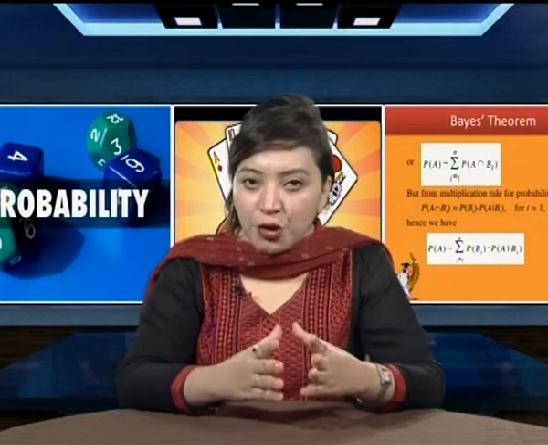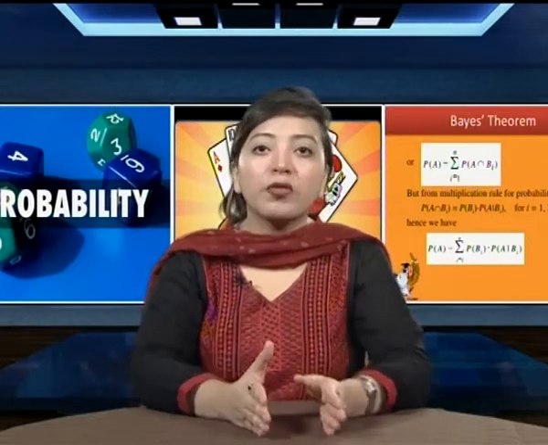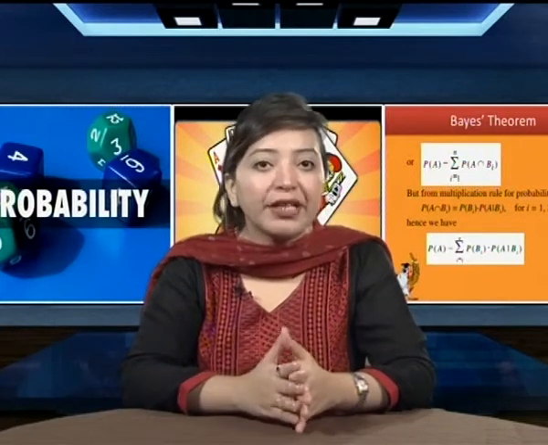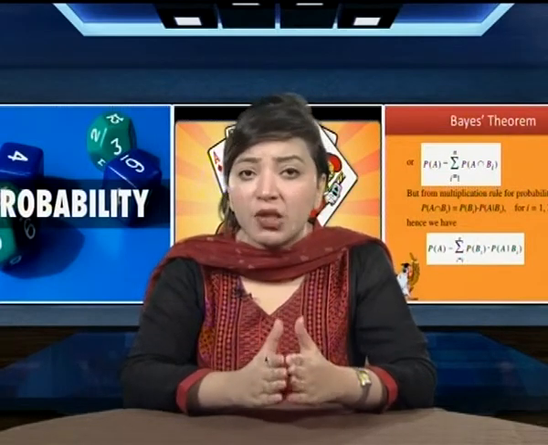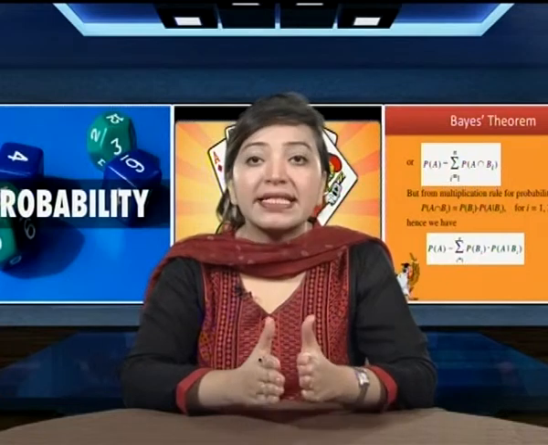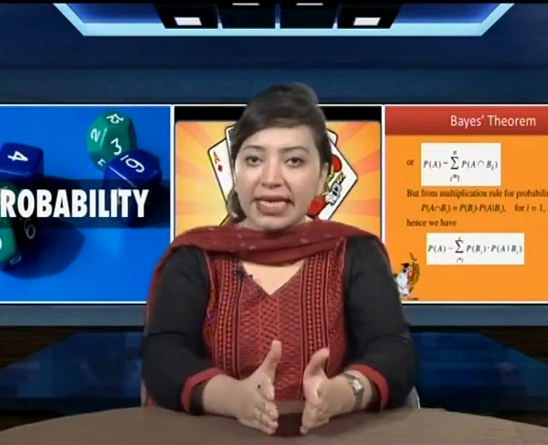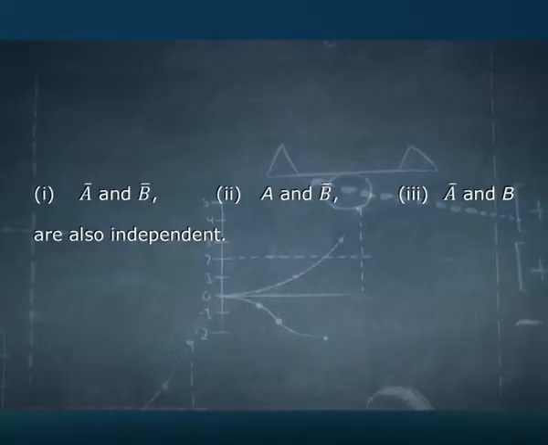Similarly, if we draw a card from a deck of 52 playing cards and replace it before drawing the second card, then the result of the second draw is independent of the first draw. However, if the first card drawn is not replaced, then the second draw is dependent on the first draw. For example, if two events say A and B are independent, then the events A bar and B bar, A and B bar, and A bar and B are also independent.